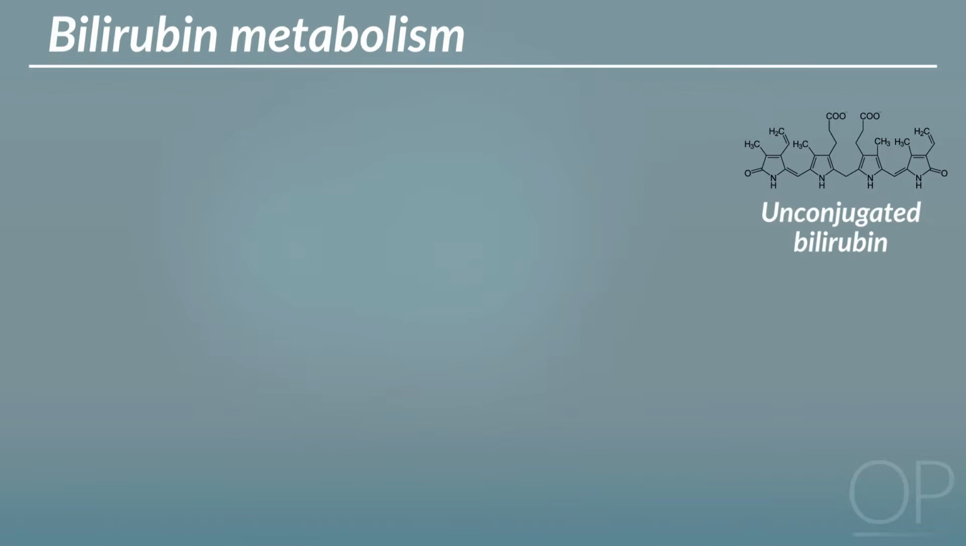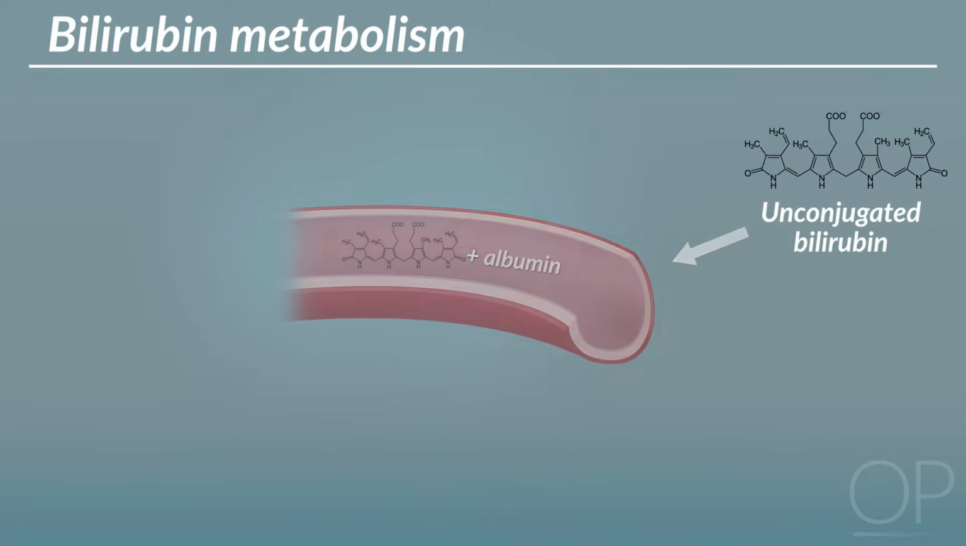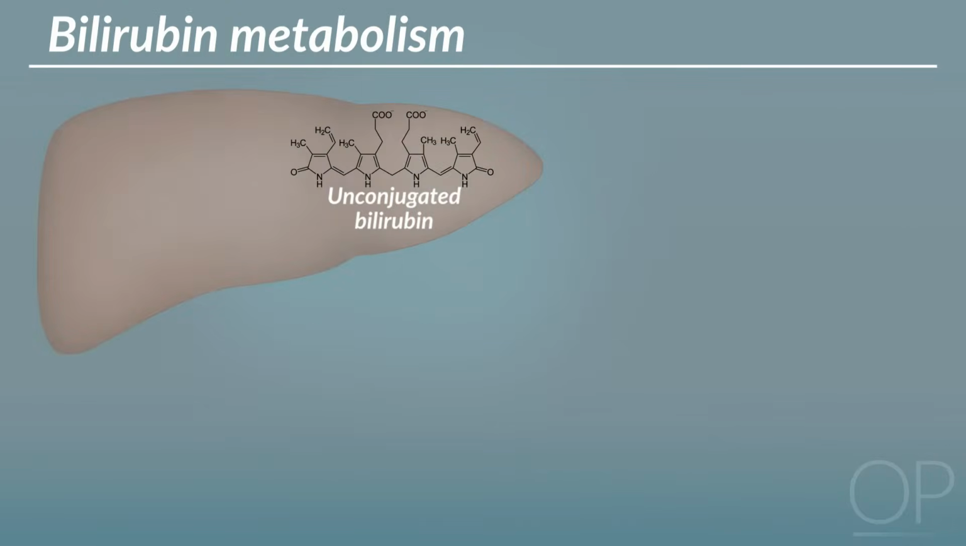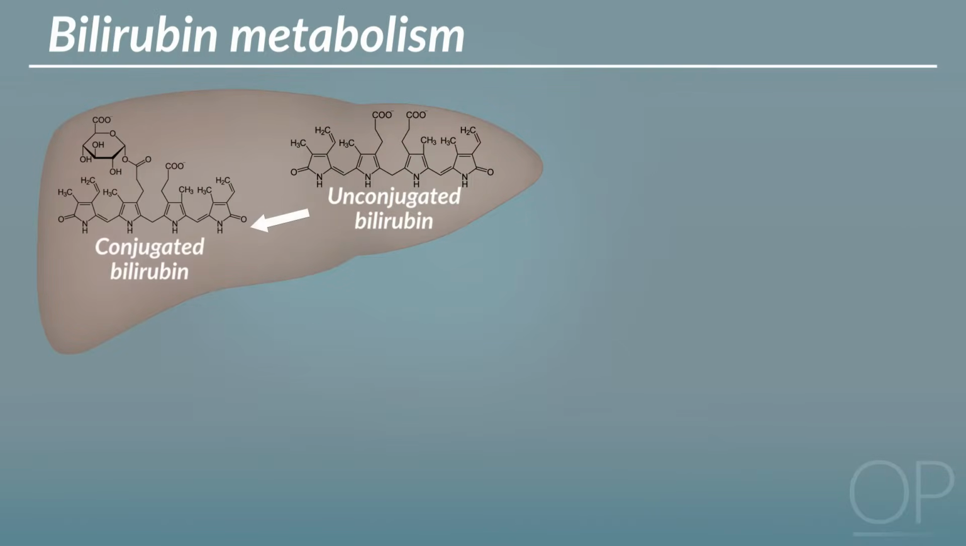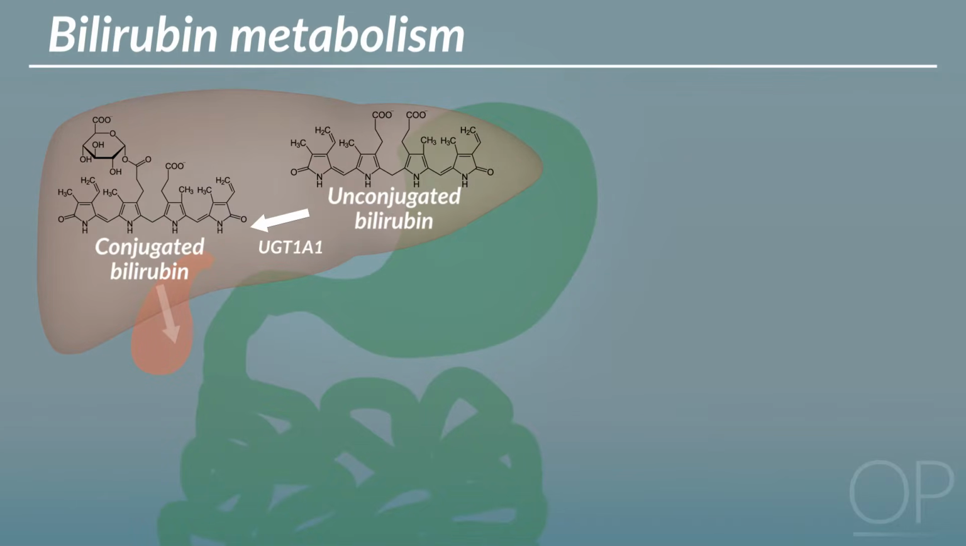Unconjugated bilirubin is water insoluble, so it is carried in the bloodstream on albumin until it is delivered to the liver. Once the unconjugated bilirubin is taken up by liver hepatocytes, it is conjugated by the enzyme uridine diphosphate glucuronosyltransferase, or UGT1A1, and then excreted by the hepatocytes into the gallbladder and duodenum.